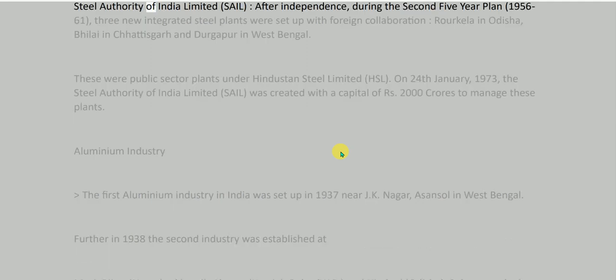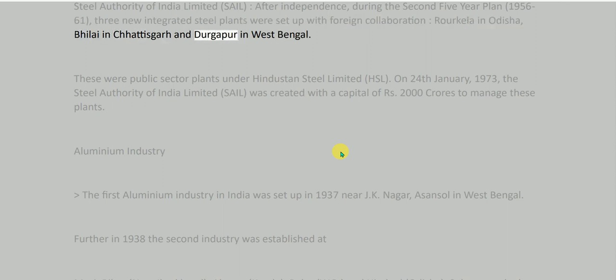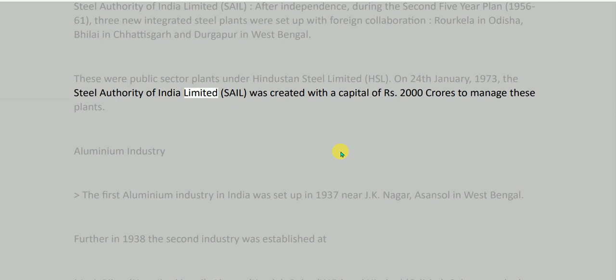Steel Authority of India Limited, SAIL. After independence, during the second five-year plan, 1956-61, 3 new integrated steel plants were set up with foreign collaboration: Rourkela in Odisha, Bhilai in Chhattisgarh and Durgapur in West Bengal. These were public sector plants under Hindustan Steel Limited, HSL. On 24 January 1973, the Steel Authority of India Limited, SAIL, was created with a capital of Rs 2,000 crores to manage these plants.